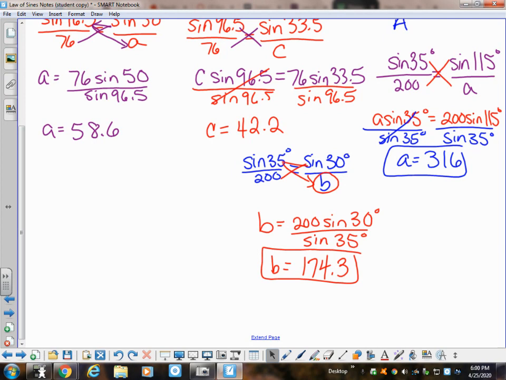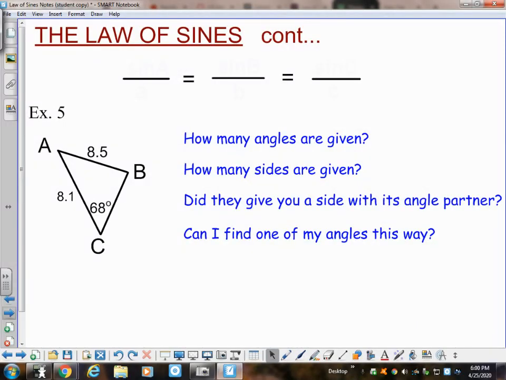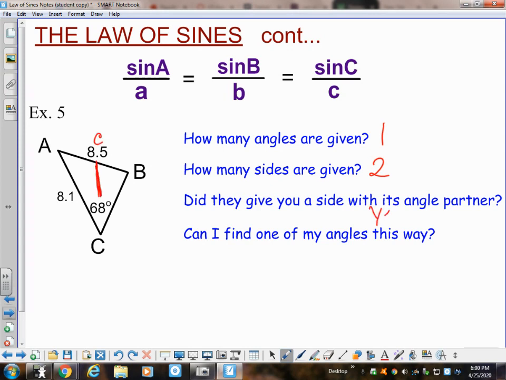Okay, our next set now we're going to hop to is, what happens here? Oh, wait a minute, I have one angle and two sides, but we just got done talking about we need two angles and just one side. You know, we still are using our ratios here, but let's answer a few questions. How many angles are given? Well, you can see they only give me one. How many sides? Two. Did they give you a side with its angle partner? Oh, they sure did right here. So yes, we've got the C's partners, okay?